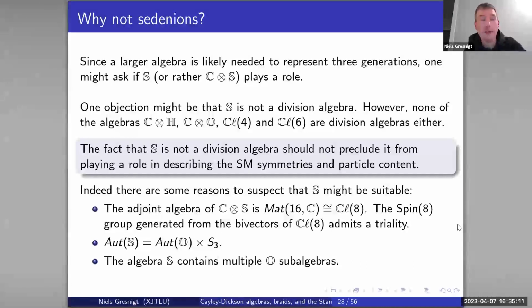So since a larger algebra may be needed to represent 3 generations, one might ask if perhaps the Sedenions or the complex Sedenions might play a role. Now, one objection might be that the Sedenions are not a division algebra. But then we should remember that the tensor product of division algebras is also not a division algebra, and Clifford algebras in general are also not division algebras. So I don't think that's a good reason to exclude the Sedenions.